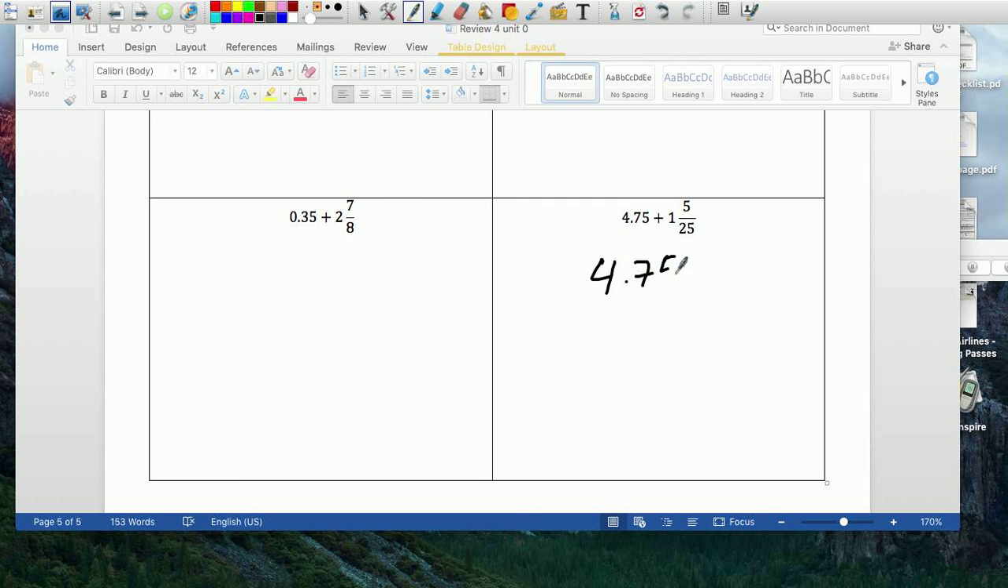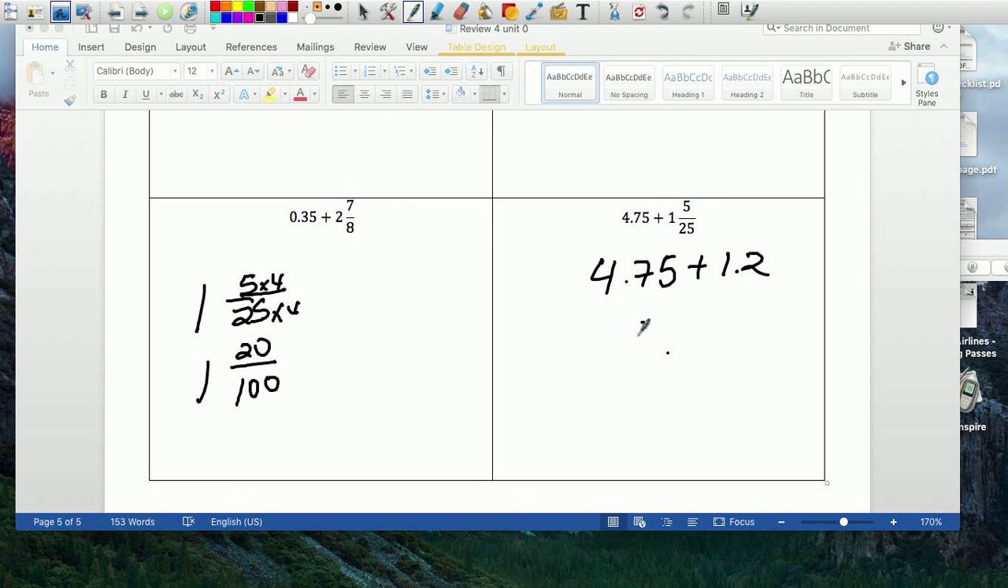4.75 plus 1 and 5 over 25. If I change that to a decimal, this is what I would have to do. So it's 1 over 25 right now, right? So if I make this into 100, which makes life much easier, right? How does 25 become 100? Times 4, times 4 over here. So it's 120 over 100, which means this is the same thing as 1.2, right?